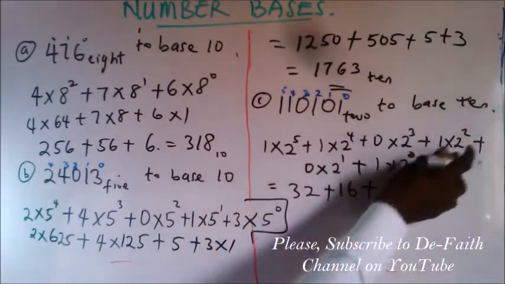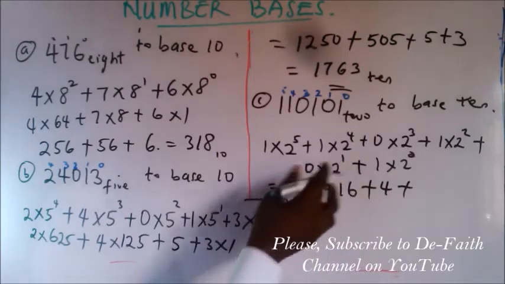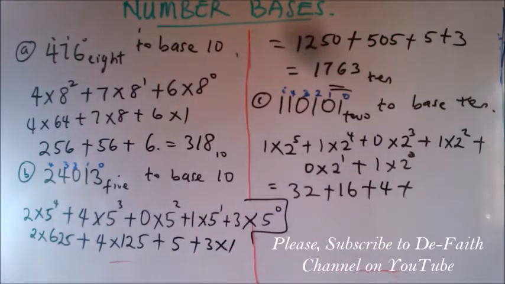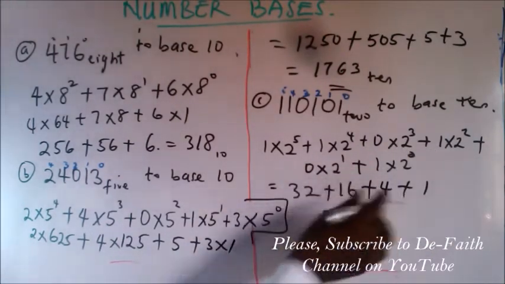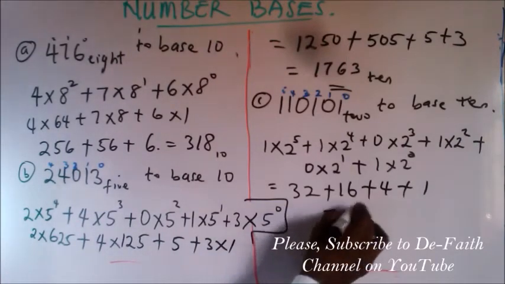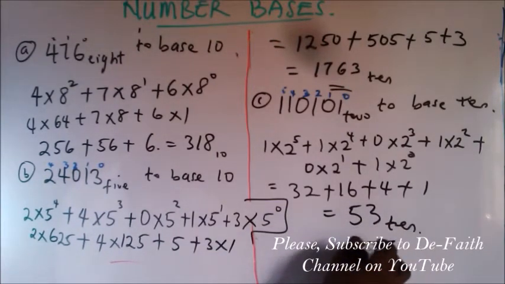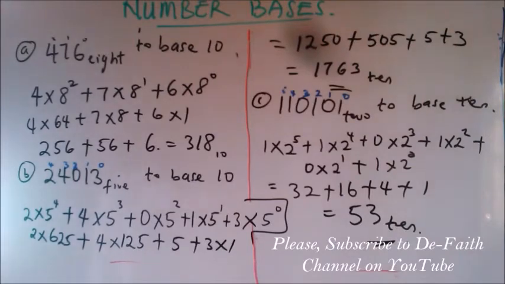2 raised to power 2, which is 4. 4 times 1 is 4. And then this also gives 0. 2 raised to power 0 is 1. 1 times 1 is 1. So when we add all this together, we would have 53 base 10 as our final answer.